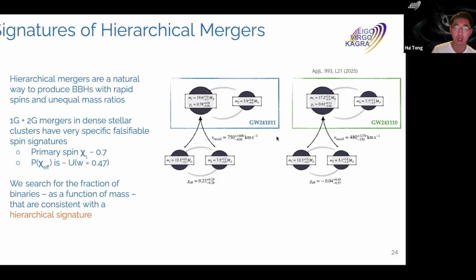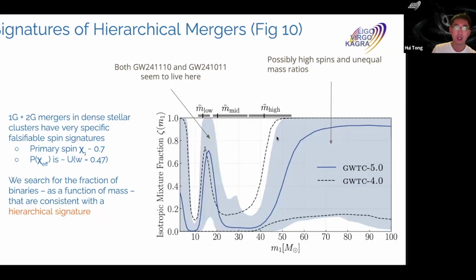So in this paper, we look into the hierarchical mergers at a population level, but not only focusing on the exceptional events. We try to search for the fraction of binaries as a function of primary mass that are consistent with the hierarchical signature. So if we can go to the next slide, that's the result.